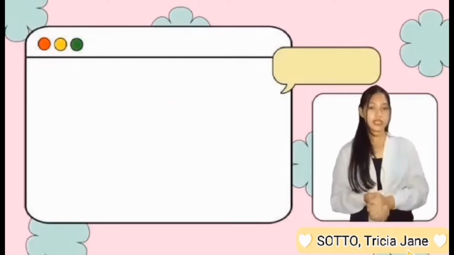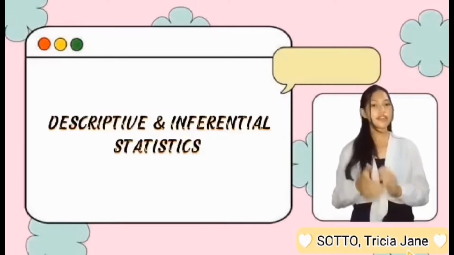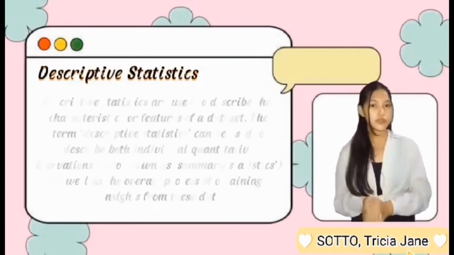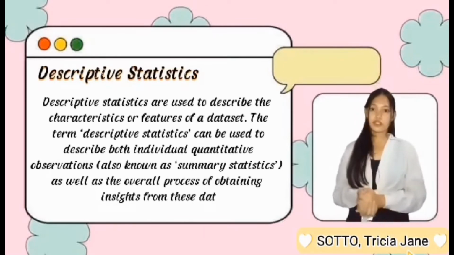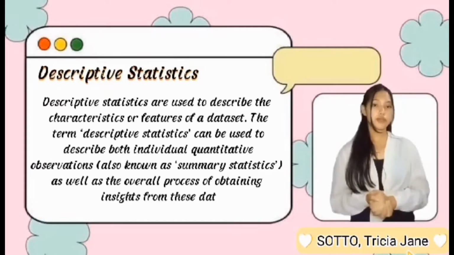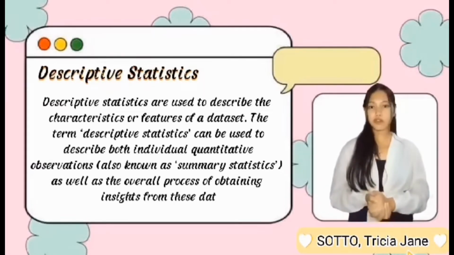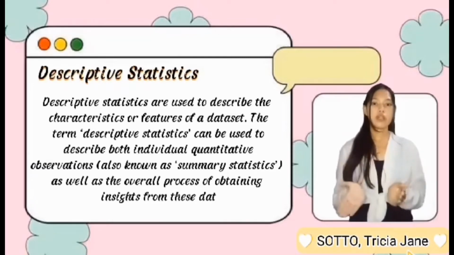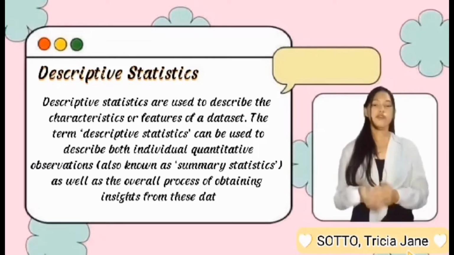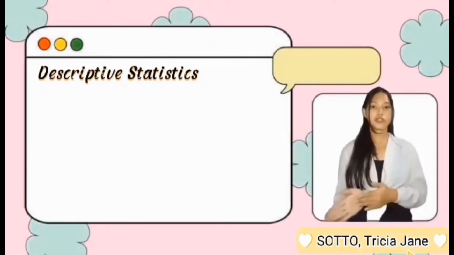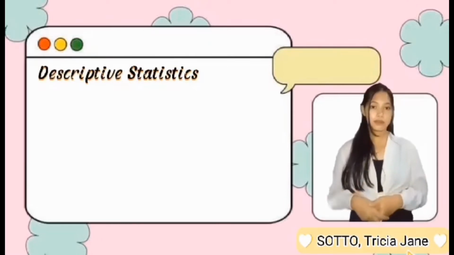The next one is descriptive statistic and inferential statistic. When we say descriptive statistic, it is used to describe the characteristics or features of a data set. The term descriptive statistic can be used to describe both individual quantitative observations, also known as summary statistics, as well as the overall process of obtaining insight from this data. We can use descriptive statistic to describe both an entire population or an individual sample.